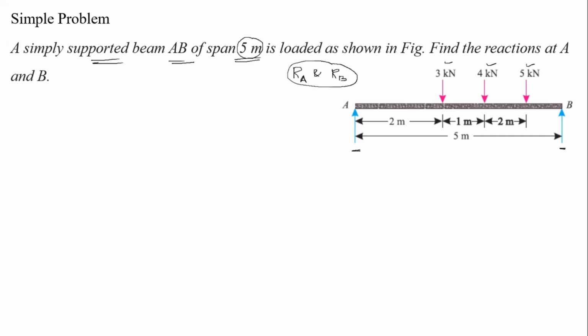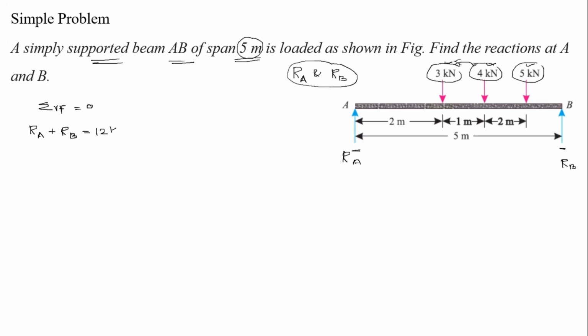So now we are going to calculate the sum of vertical forces, which is equal to 0. How many vertical forces are there? Reaction force RA and reaction force RB, two vertical forces acting upward. So on one side, RA plus RB, acting in the upward direction, which is equal to the forces acting downward: 3 kilonewton, 4 kilonewton and 5 kilonewton. Add these. 3 plus 4 is 7, 7 plus 5 is 12.